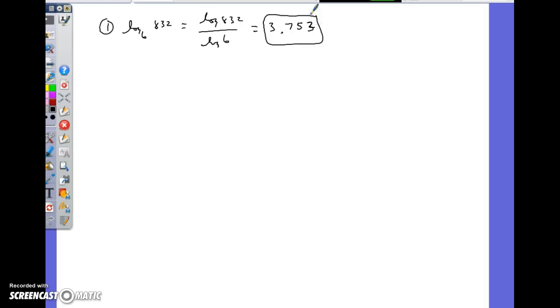Let me try number 4 now. Again, we'll pause it. Number 4 says they specifically don't want you to use log base 10. They want to use log base e, or ln. See how that changes how hard the problem actually is. It doesn't.